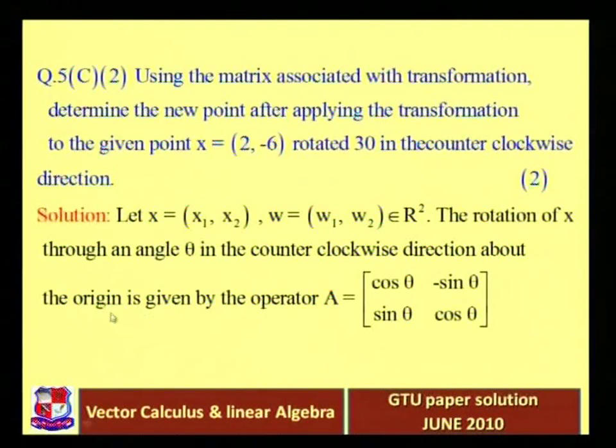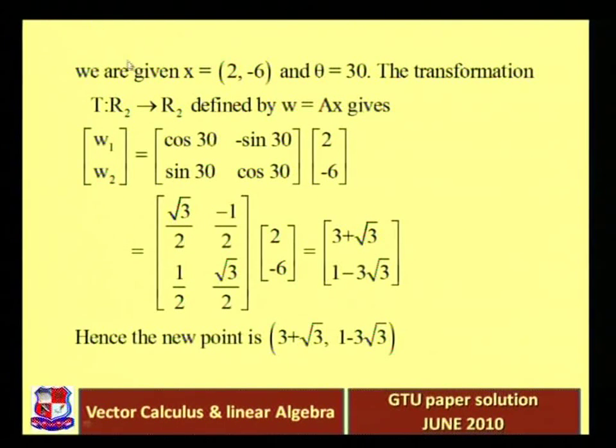The rotation of x through an angle theta in the counterclockwise direction. This is our standard matrix which we will use to solve this example. About the origin, it is given by the operator A is equal to cos theta, minus sin theta, sin theta, cos theta. This is a 2 cross 2 matrix. So what is our angle? The angle is 30, right? So this matrix we have to multiply with this column vector 2, minus 6. Whatever we get, that is our answer. So we are given x is equal to 2, minus 6 and theta is equal to 30.